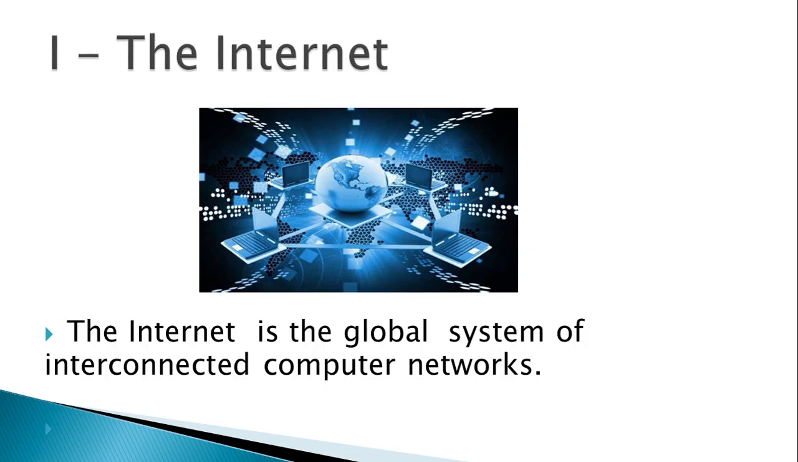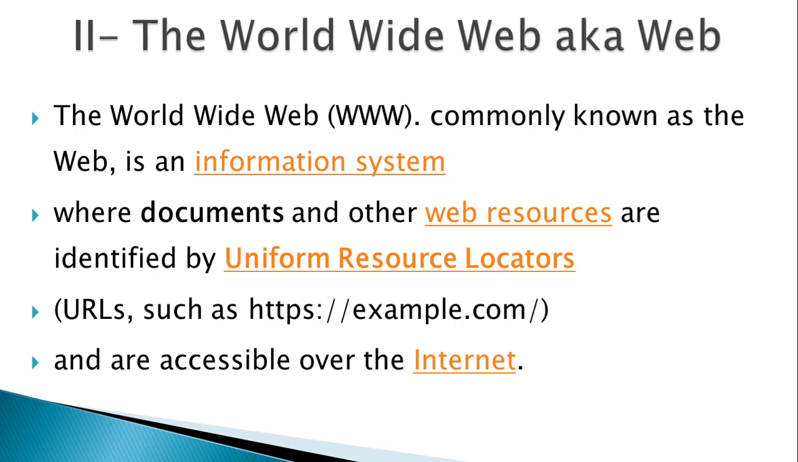So the internet. What's the internet? We say the internet is the global system of interconnected computer networks. Okay? The internet is the global system of interconnected computer networks. That's all about the internet.